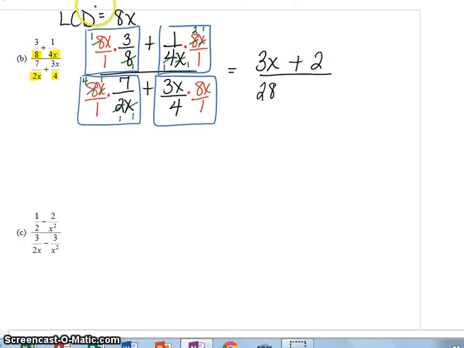Alright. Last box here. I'm going to have a 4 and an 8 reduced, leaving behind a 1 and a 2. And I'm left with a 6, because it's 3 times this 2, and x times my x is going to be x squared. Okay?